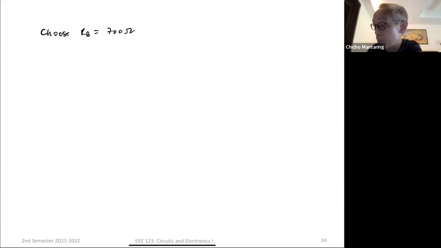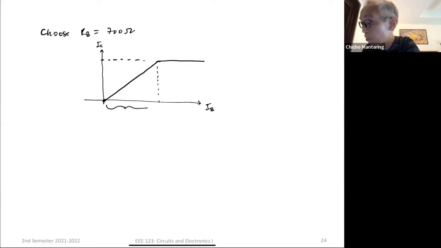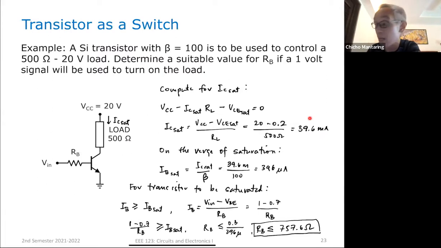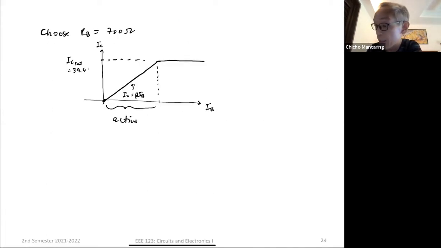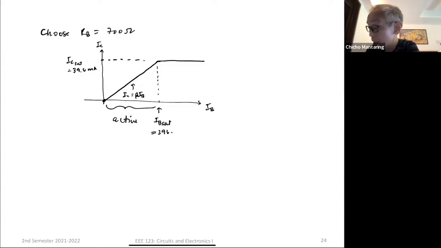So what does this mean? You remember my graph, IC versus IB. While active, it looks like this, and once saturated, it flattens like this. So this is active, where IC is equal to beta times IB, and this is IC sat. In this particular case, we computed IC sat to be 39.6 mA, and this is IB sat, which in this case is 396 microamperes.